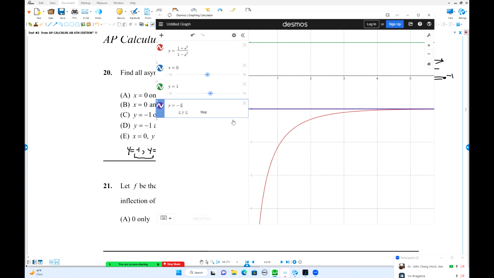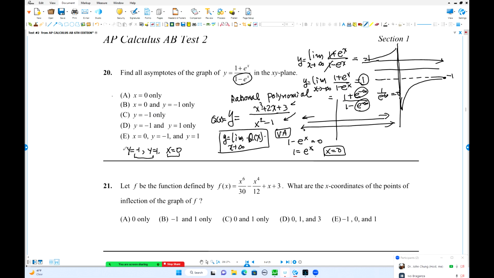Because this is not polynomial, right? For exponential functions, we always have to check both sides, from the positive infinity side and from the negative infinity side. Are you okay with this? That's why we have two horizontal asymptotes over here, but still only one vertical asymptote. So choice E is the answer.